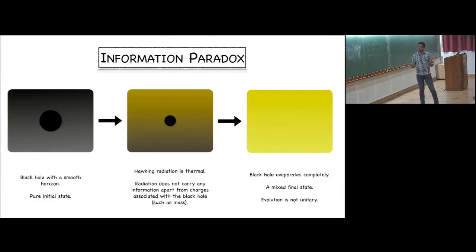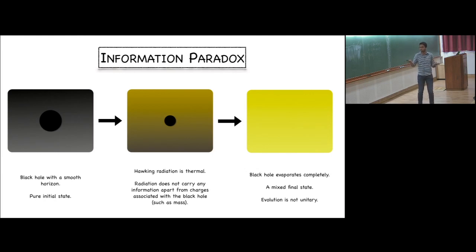Before doing that, let's briefly review what the paradox is. Suppose we start with a black hole, and the horizon of the black hole is smooth. Initially the system is in a pure state, but eventually this black hole will start radiating via the Hawking process, which essentially happens from the horizon. This radiation that goes out doesn't carry a lot of information. It only knows about, for example, the mass, the angular momentum, or the charge of the black hole. Eventually the full black hole just evaporates, and we are left with a mixed final state. So it seems that this process is non-unitary, which is against quantum mechanics.